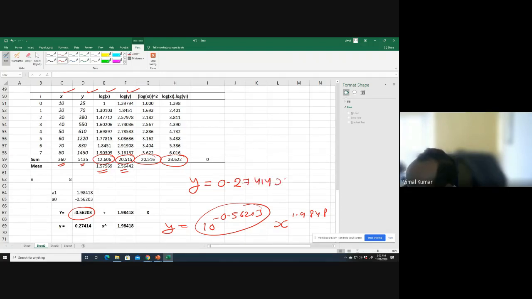So this anti-log becomes this equation like y is equal to 0.27414 x to power 1.98418, or I can write force is equal to drag coefficient into velocity to power 1.98, or 2 approximately. I can just simply write 2 also here. So the drag coefficient I calculated by fitting this data is like 0.2741.